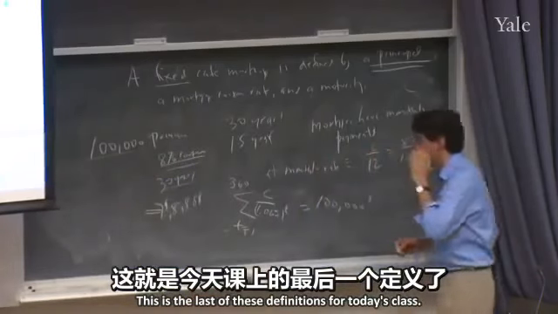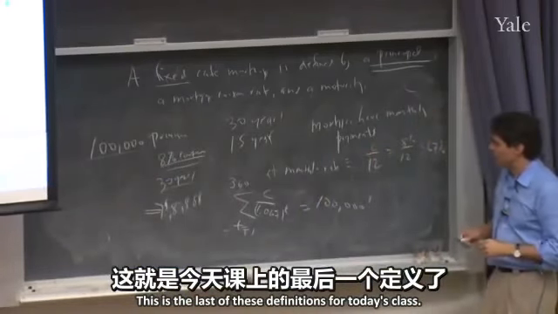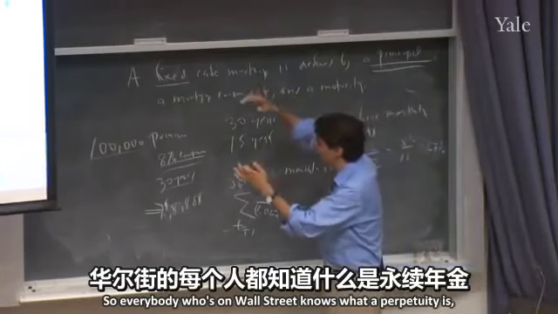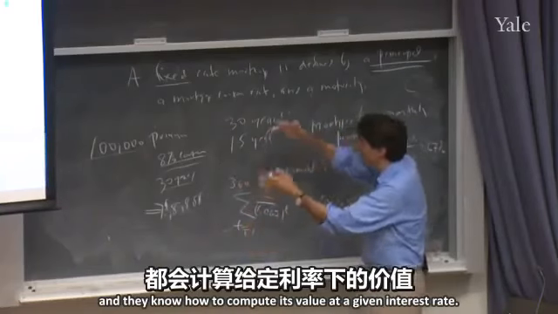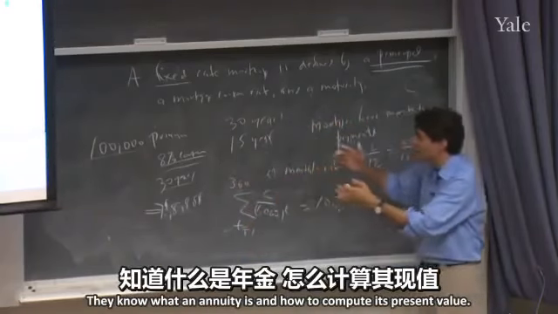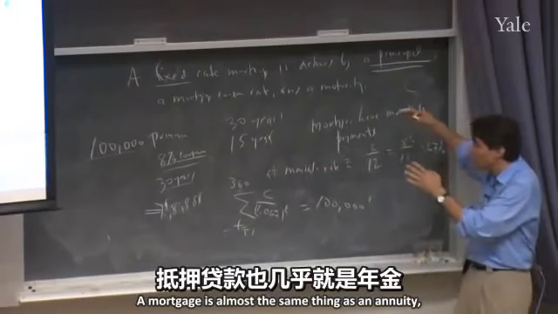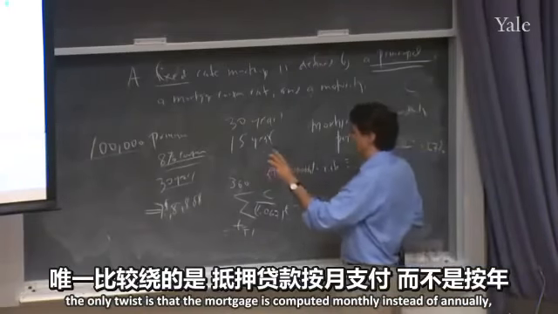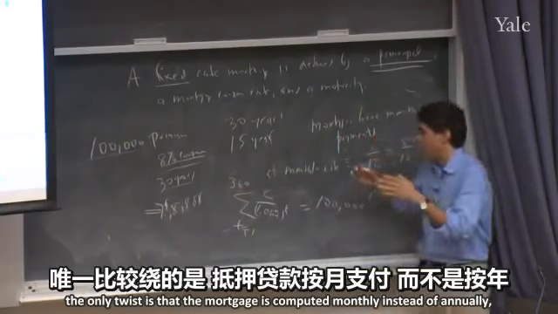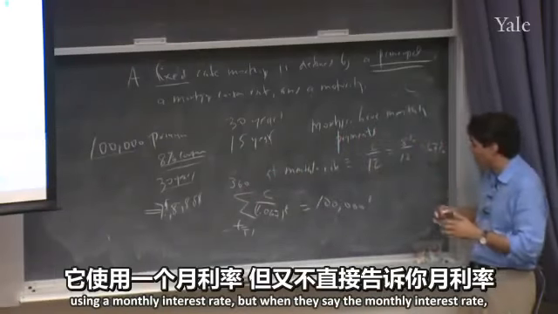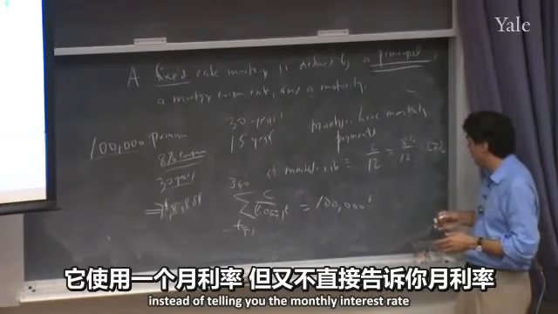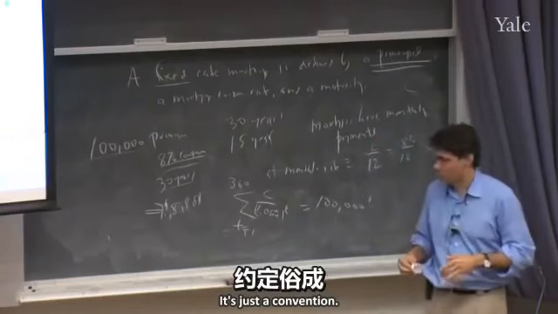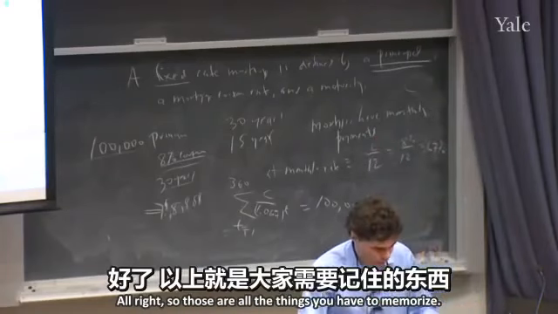Okay, so this is the last of these definitions for today's class. Everybody who's on Wall Street knows what a perpetuity is, and they know how to compute its value at a given interest rate. They know what an annuity is and how to compute its present value. A mortgage is almost the same thing as an annuity. The only twist is that the mortgage is computed monthly instead of annually, using a monthly interest rate. But when they say the monthly interest rate, instead of telling you the monthly interest rate, they tell you the monthly interest rate times 12. It's just a convention. All right, so those are all the things you have to memorize.